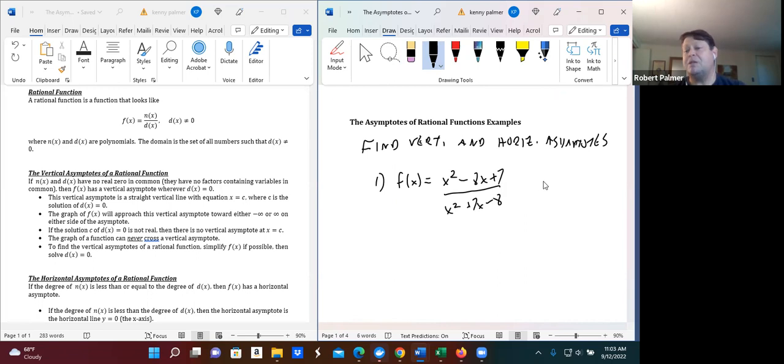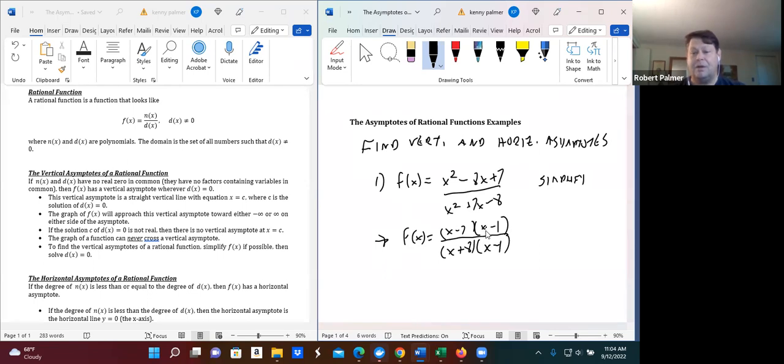Now, the first thing you want to do, if it's possible, is simplify. In order to simplify, we need to try and factor if we can. If we take a look at this and try to factor, it turns out, for this example, we can factor both the numerator and denominator. So our numerator will factor into x minus 7 and x minus 1. Our denominator then will factor into x plus 8 and x minus 1.